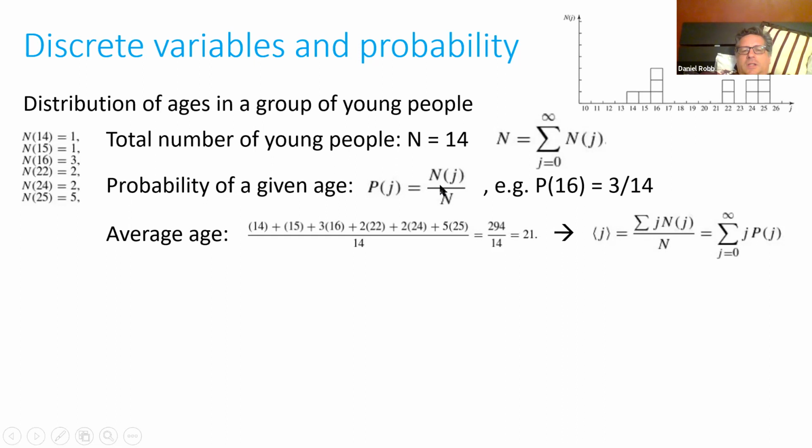And then notice, since the quantity n of j over n is p of j, the probability of a given age, we can replace n of j over n by p of j. So this is sort of a more compact result, which says that the average age, j bracket, would be the sum over all possible ages of each age times the probability of that age. So it's a weighted sum of each possibility times the probability of that possibility.